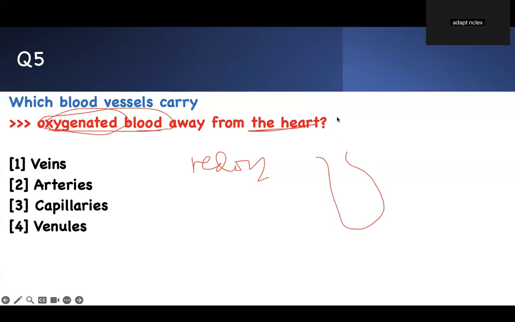Pulmonary vein, blood from the lung goes to the heart using the pulmonary vein. Questions say away from the heart. Therefore, you're going to eliminate all the veins, and it's going to be arterial before you get to the capillary. Capillary doesn't take the blood away from the heart. The main thing is your arteries, and it's oxygenated.